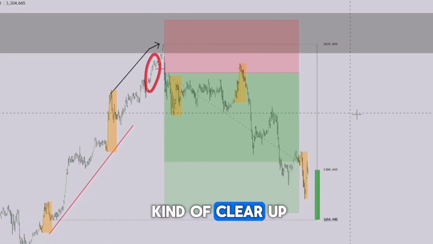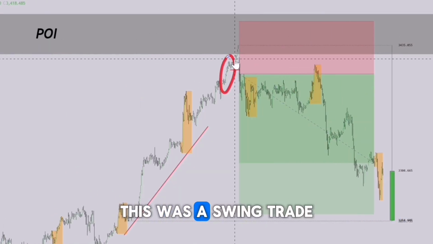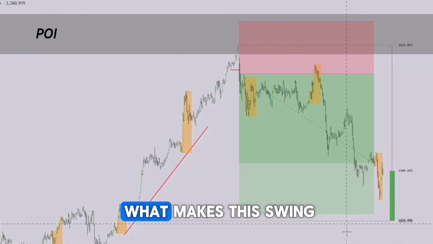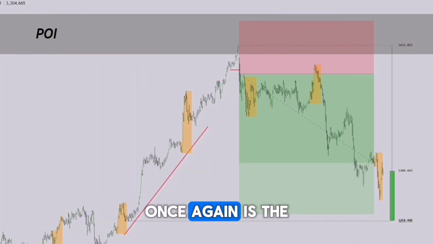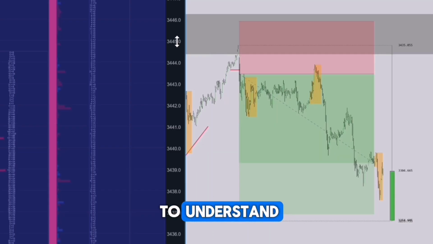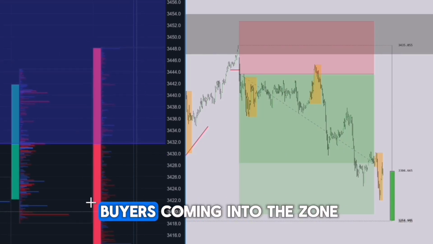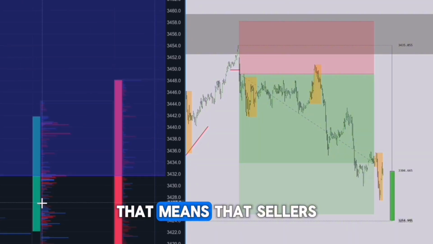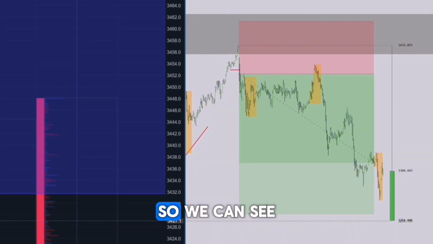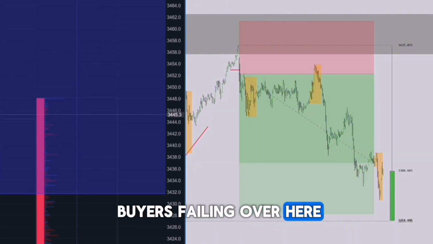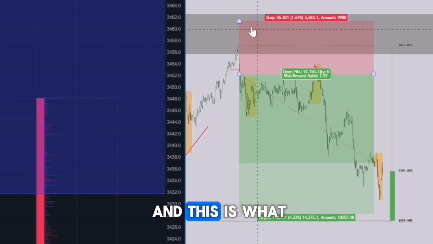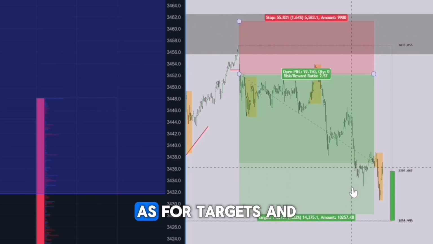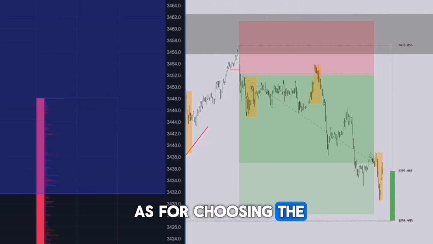And so if I kind of clear up the charts a little bit again, this was a swing trade you could have taken on gold. And so what makes this swing trade valid, once again, is the order flow. And I want traders to understand, when you see aggressive buyers coming into the zone, but the market fails to move down, that means that sellers are in control, right? So we can see buyers failing over here, buyers failed over here, and this is what leads to the rejection lower.